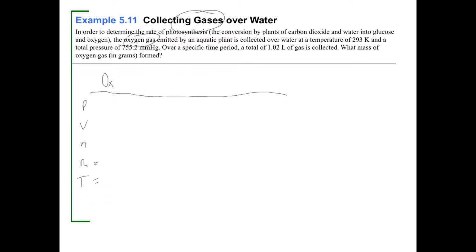PV = nRT. Total. The oxygen gas emitted by an aquatic plant is collected over water. There's my other gas. At a temperature of 293 K, and a total pressure of 755.2 millimeters of mercury. Since I'm using 0.08206, I really need to convert this millimeters of mercury to atmospheres. 755.2.